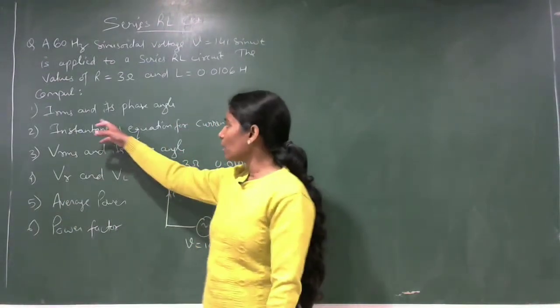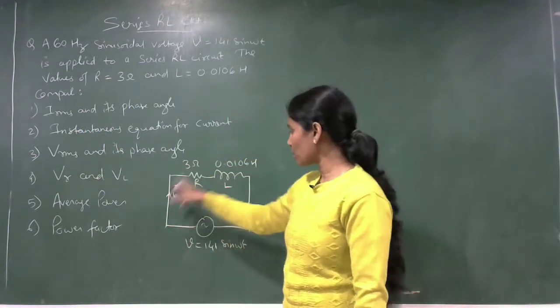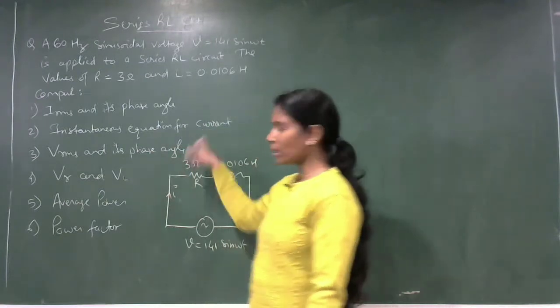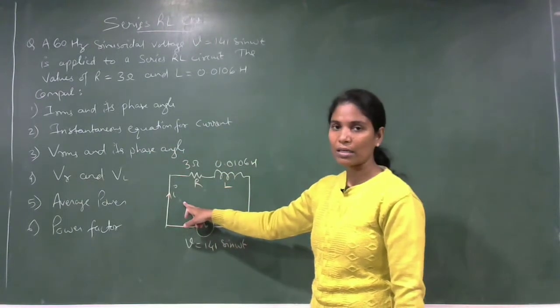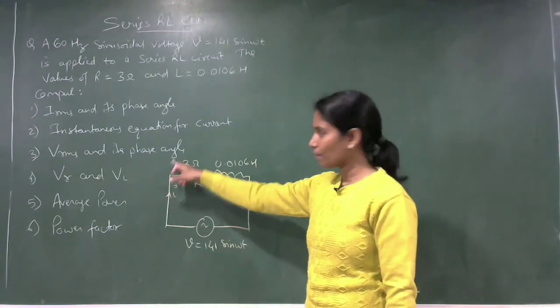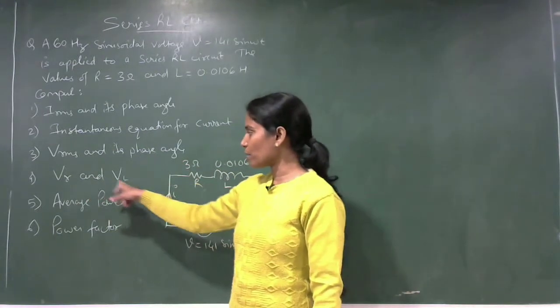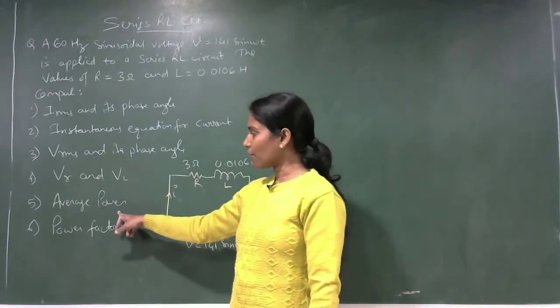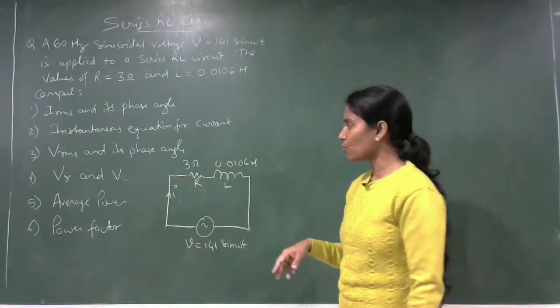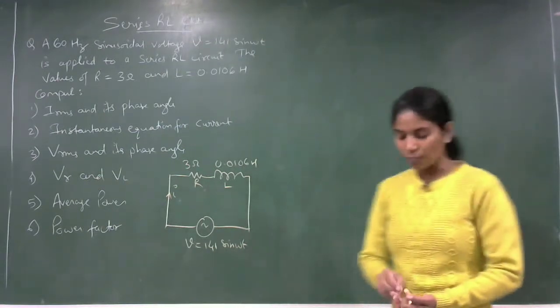We have to compute these various values: IRMS, the RMS value of the current flowing through the circuit with its phase angle; then the instantaneous equation for the current; then the RMS value of voltage with its phase angle; then the voltage across the resistor, the voltage across the inductor, and then the average power and power factor of the circuit. This all we have to calculate. So let's start with the solution.